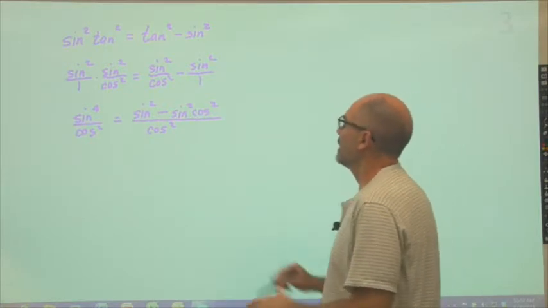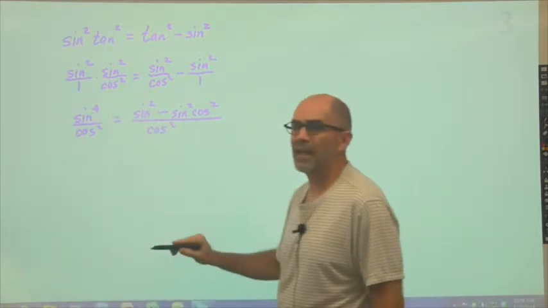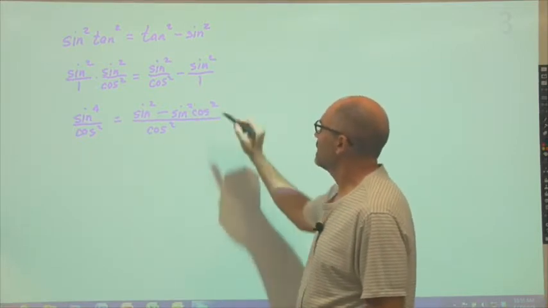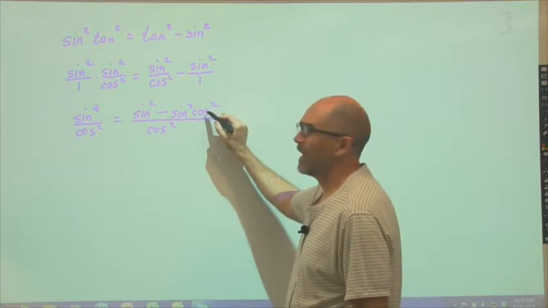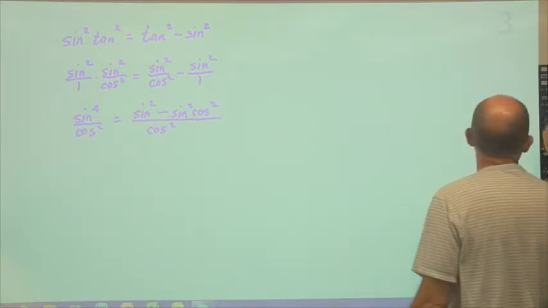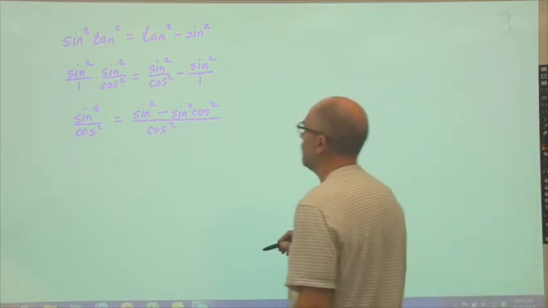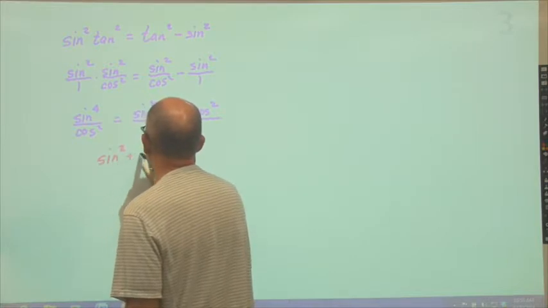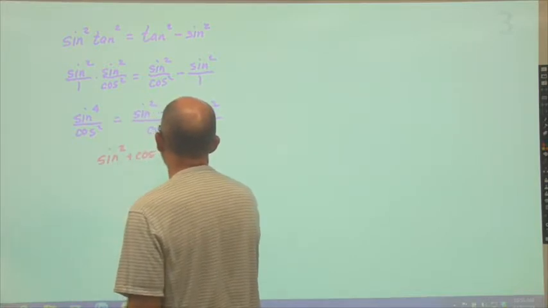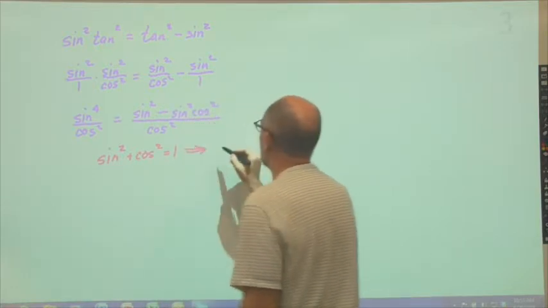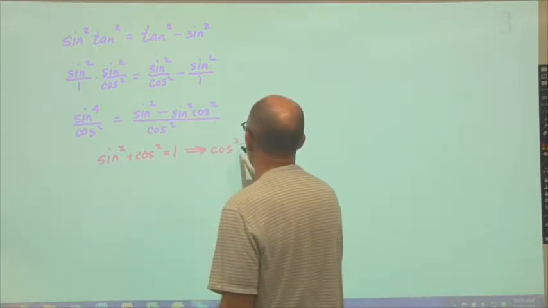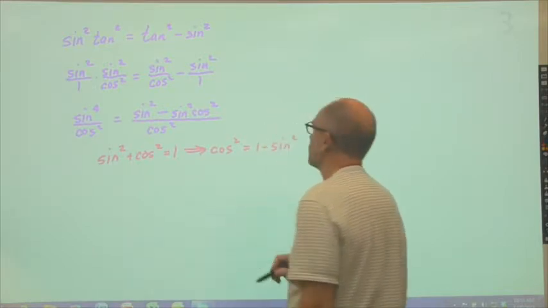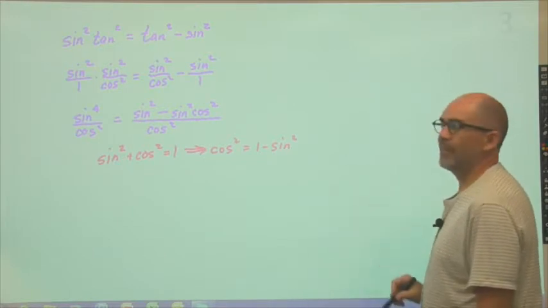So notice the left is nothing but sine on top, and the right has sine and cosine. So it makes sense to change the cosine into a sine. Okay, how do we do that? Well, we remember that sine squared plus cosine squared equals 1, which means cosine squared equals 1 minus sine squared. So I'm going to make that substitution.